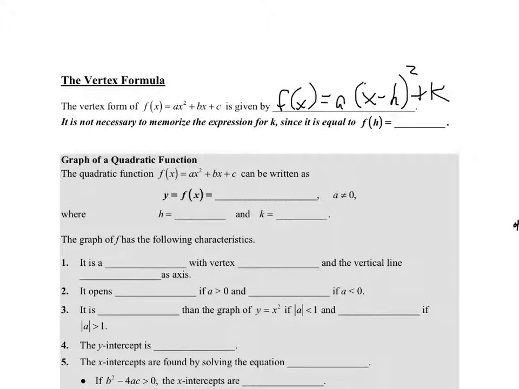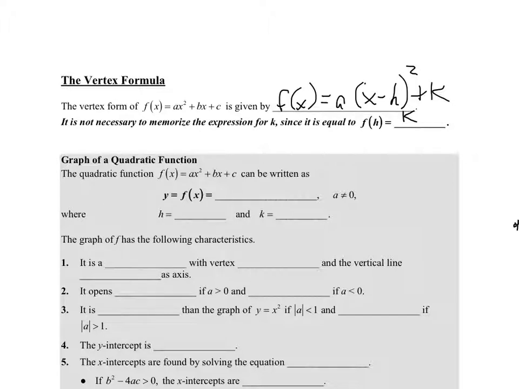And there's no reason to memorize an expression for k. Remember, we had to learn a way to find the h value, where our axis of symmetry is located. But all we have to do is plug in that h value to the equation. In other words, find f of h. That would be equal to k. So we don't need anything special that we have to learn for that.